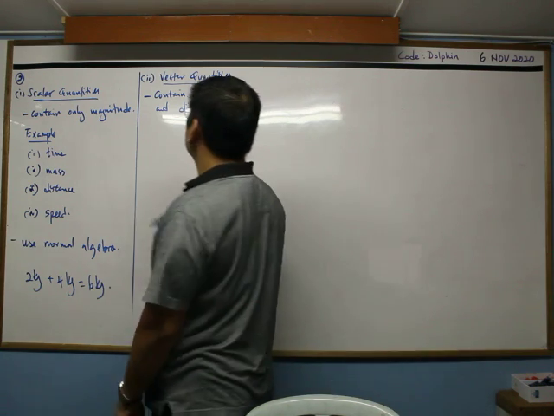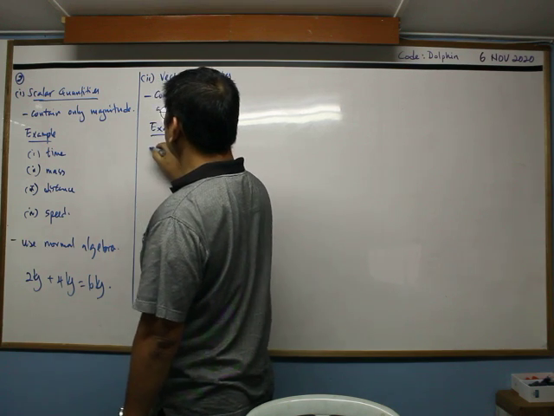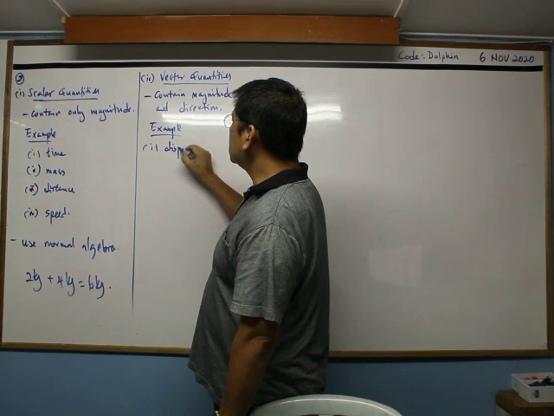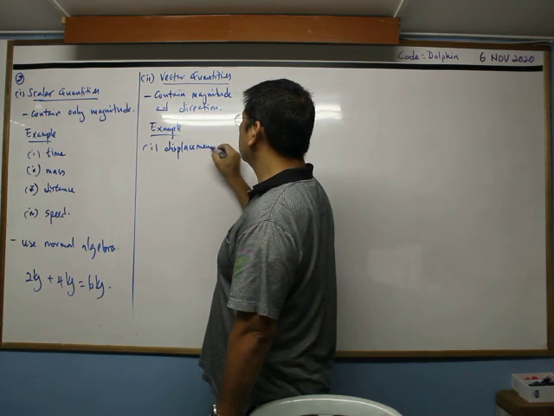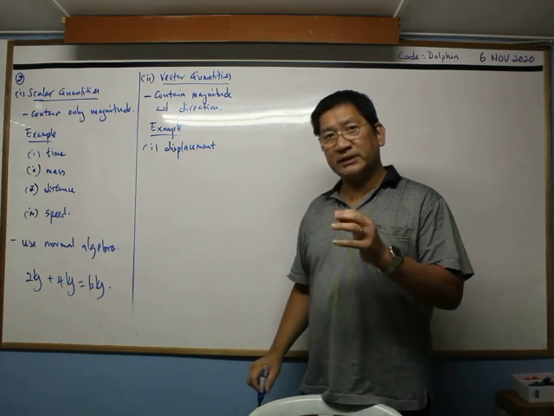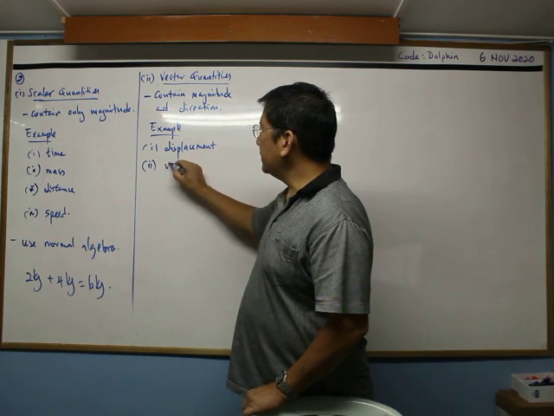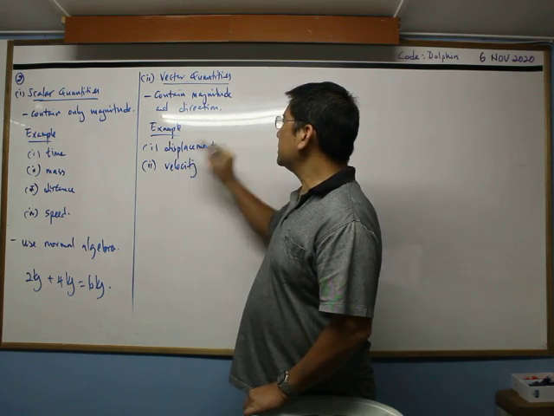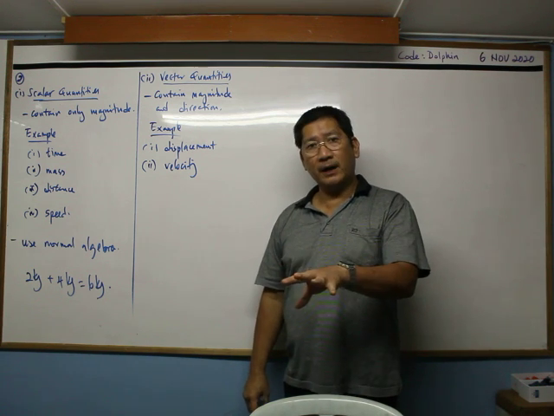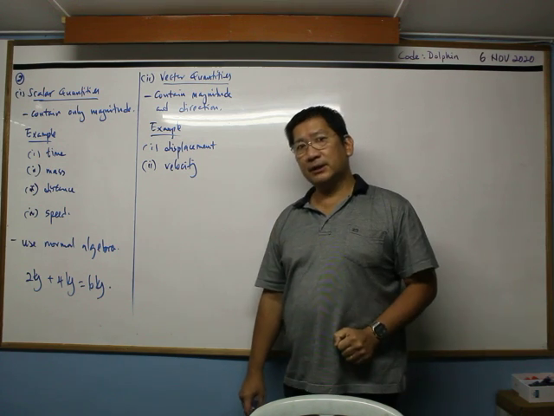Okay, chapter number 3. So examples of vector quantity. Well, the first one I can give you is displacement. Okay, displacement, change of position. And then number 2, related to speed, is the velocity. So that means you are moving at how fast in a certain direction. Okay, that one is velocity.